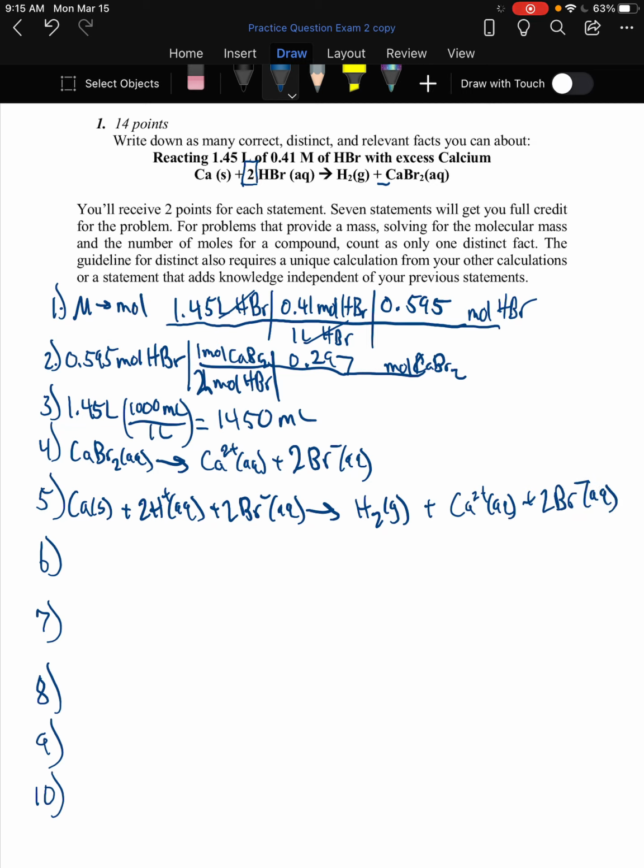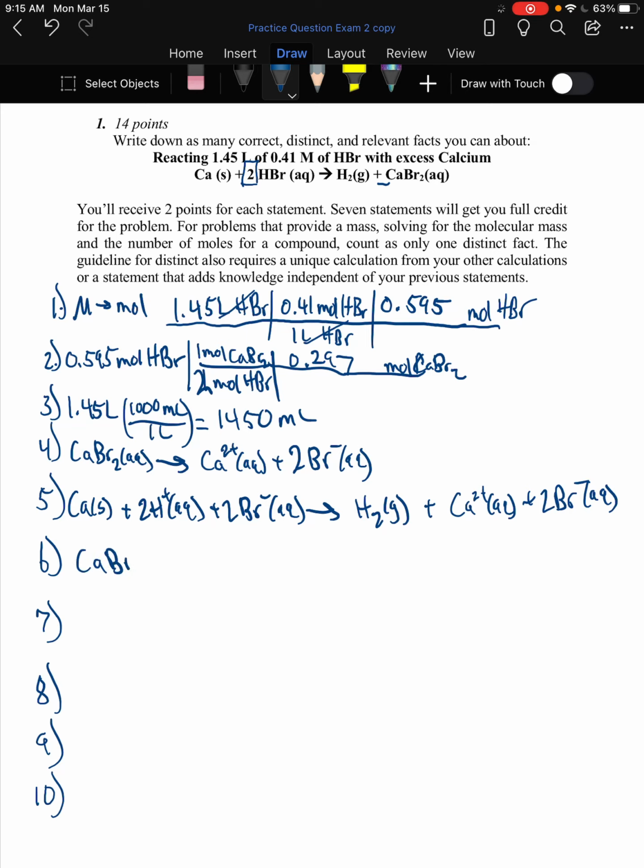That is our complete ionic equation. So from here, some other things that you could say about these molecules is if you wanted to do a naming. If you named these compounds, that would count as one statement. And I'm just going to pick the calcium bromide, for example.